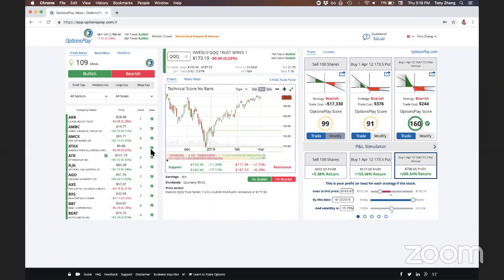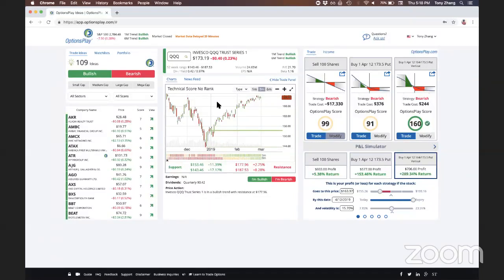Greg is asking, does comparing strategies and options play conflict with the idea of sticking with a single strategy? I'm not sure what you mean by that, Greg. So I think what you mean is that if you have a single strategy that you stick to, by all means, stick to that strategy. Just use Options Play in helping you to find your option strategies.